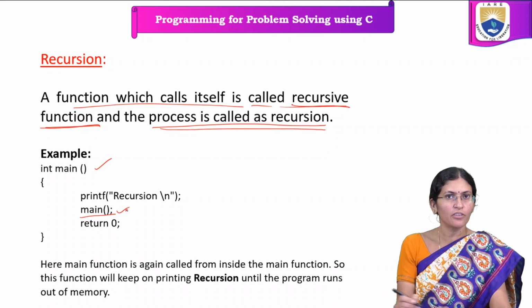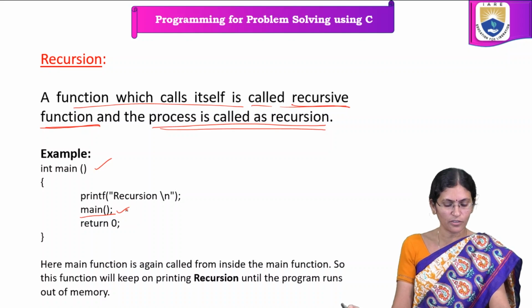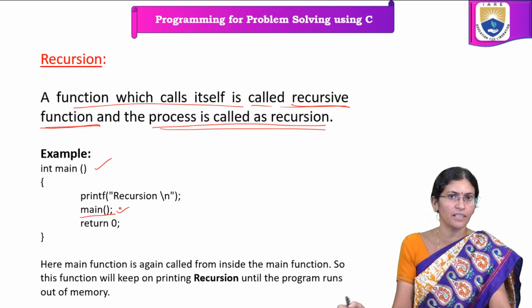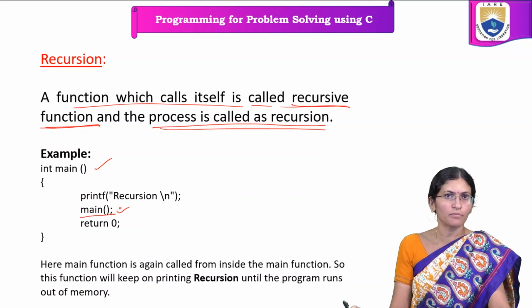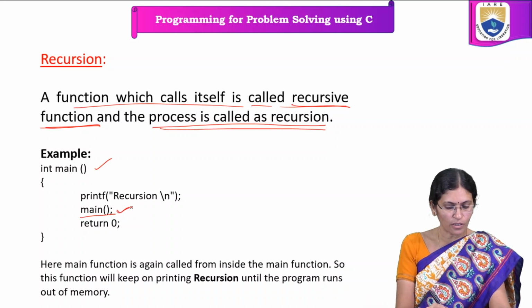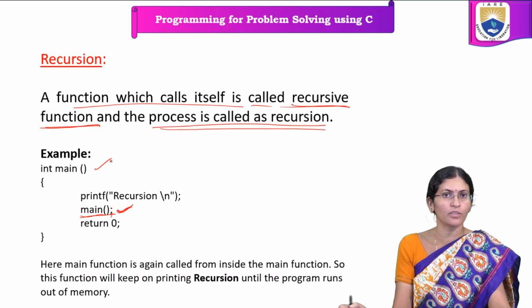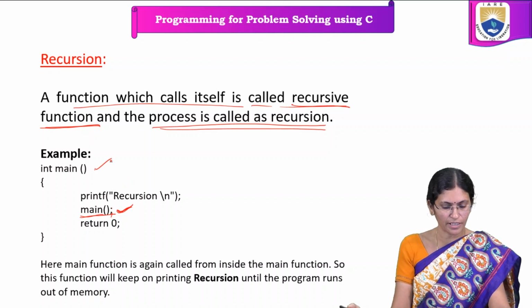You can go through the previous video lectures regarding user-defined functions, where we have discussed in detail the different concepts of functions. This is how we call a function: the name of the function followed by a semicolon. When we call this function, control is transferred again, and the execution of the main function will be repeated. Thus, the main function goes on calling the main function again and again.